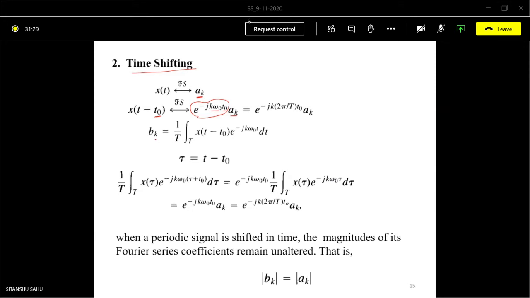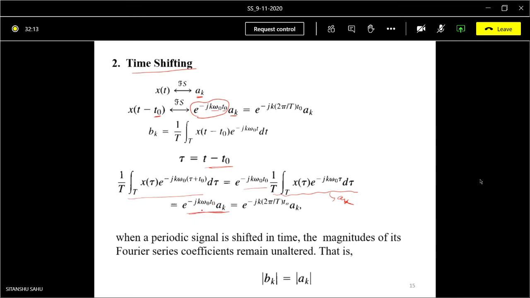So the proof can be done by taking bk equal to 1 upon T, integration over T of x of (t minus t0) e to the power minus j k omega 0 t. Then if I take tau equal to t minus t0, the integration will be this one. Then if I simply take e to the power minus j k omega 0 t0 outside, it will be 1 upon T, integration over the time period T of x of tau e to the power minus j k omega 0 tau. So this is nothing but the ak of x of t. Then we can write this as e to the power minus j k omega 0 t0 times ak.